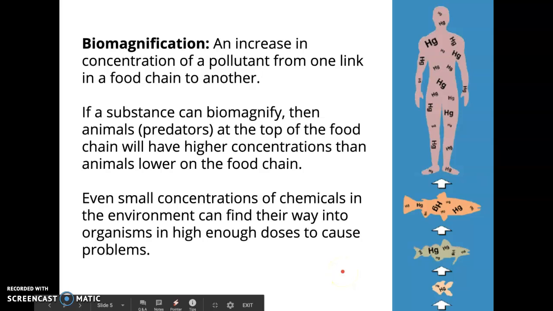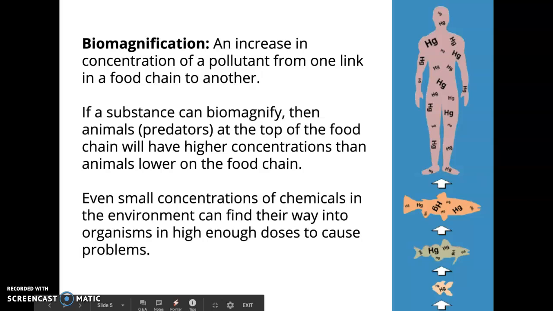Right, so even small concentrations of chemicals in the environment can find their way into organisms in high enough doses to cause problems. Right, so even just having a little bit of mercury is going to have enough of an effect on the organism at the top just because of the toxicity of it. So even just a small amount can cause problems. And as you read in the case study, it leads to neurodevelopmental problems in children, and in women who are pregnant, it causes problems for their children even before they're born, right? It has to do with the development. So even just a little bit of mercury can cause that problem.